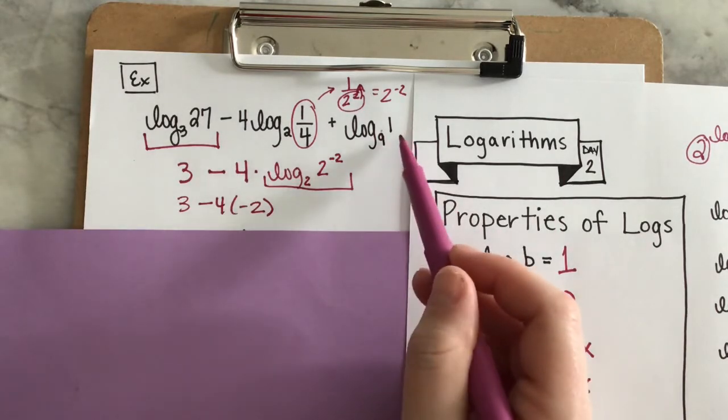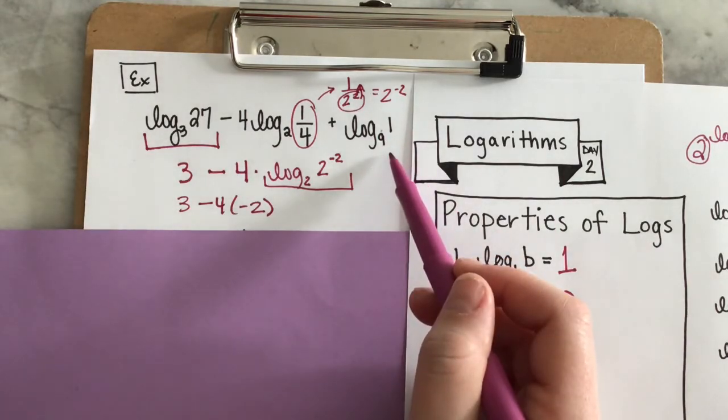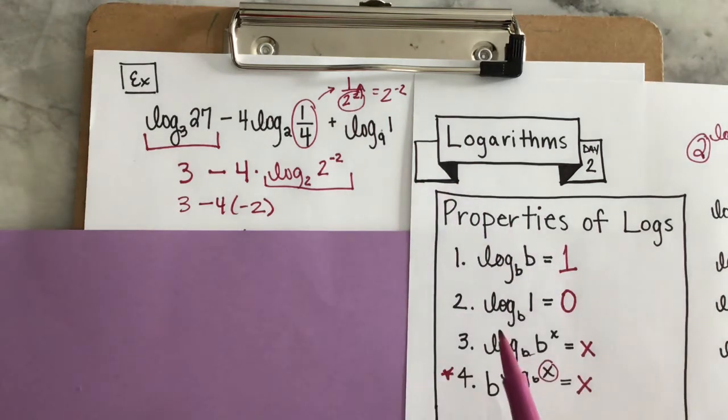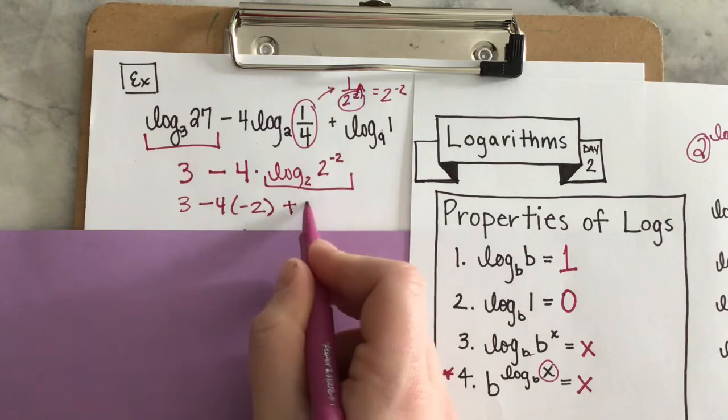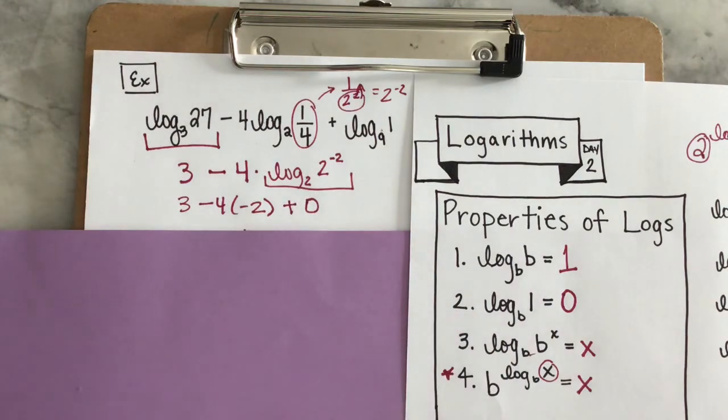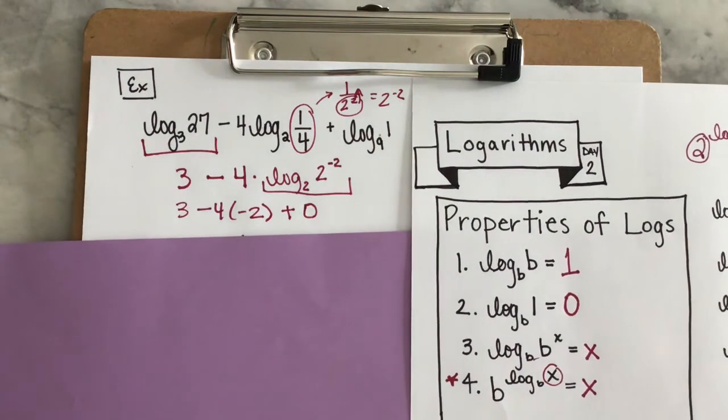Now I have log base 9 of 1. 9 to what power gets me to 1? 0. Alright, now we have to follow our order of operations, and we know that we're going to have to multiply first.